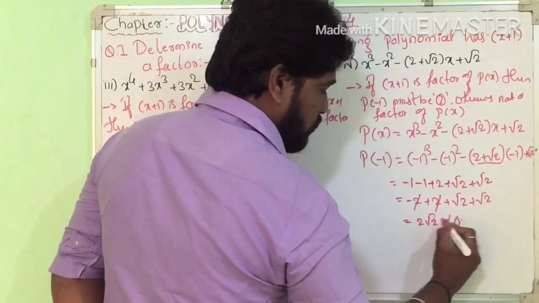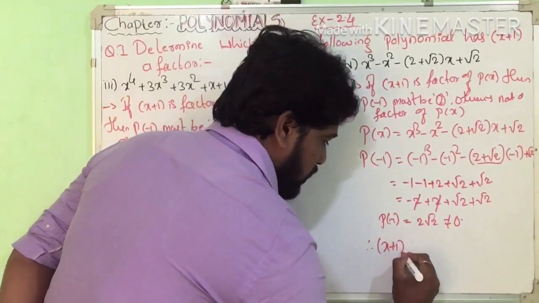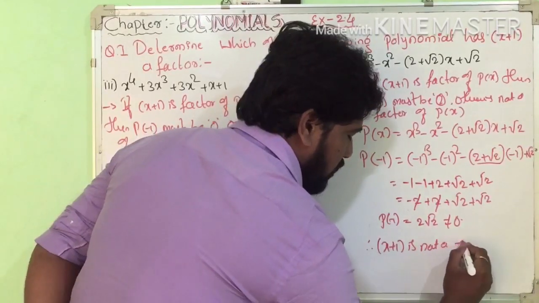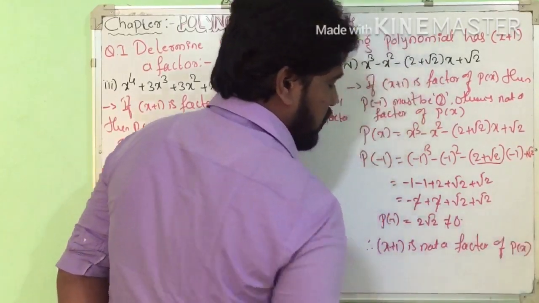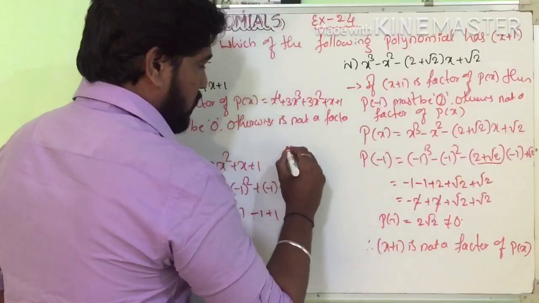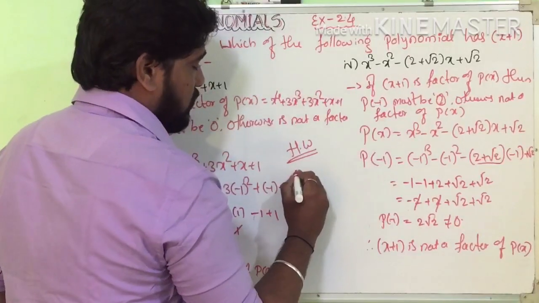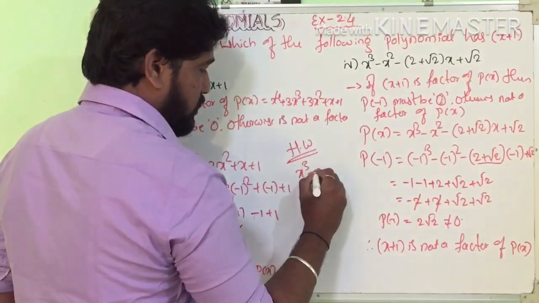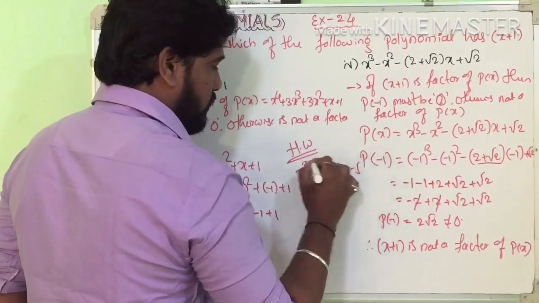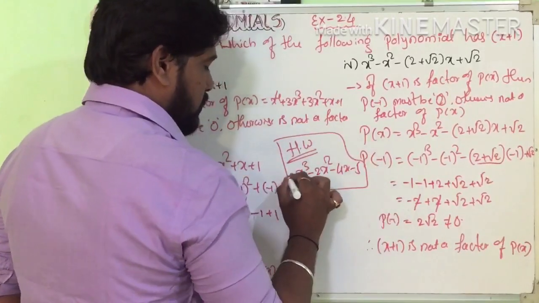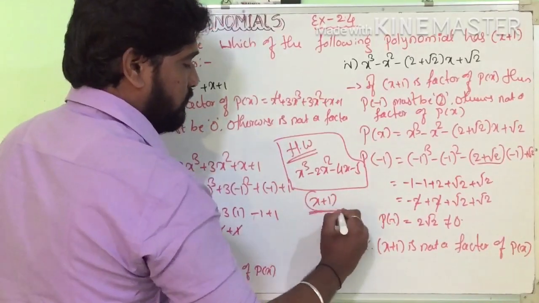So it is not equal to 0. P of minus 1 is not equal to 0. So therefore x plus 1 is not a factor of p of x or the given polynomial, right? So take down one homework, similar to this one only. So here take x cube minus 2x square minus 4x minus 5. So this one is homework. Check whether x plus 1 is a factor of this or not.